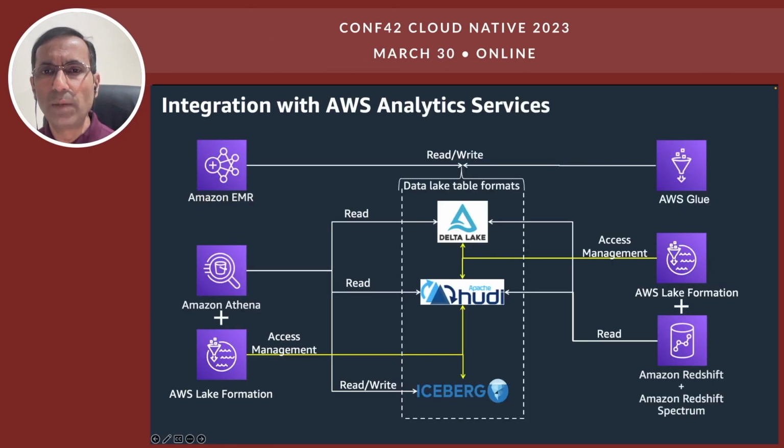So this is a quick snapshot of how these table formats are integrated with AWS Analytics services. Amazon Athena has better integration with Apache Iceberg in terms of read-write operations, whereas it supports only read operations on Apache Hudi and Delta Lake. Amazon Redshift Spectrum supports both Apache Hudi and Delta Lake for reading data. EMR and Glue support both read-write against these three table formats.